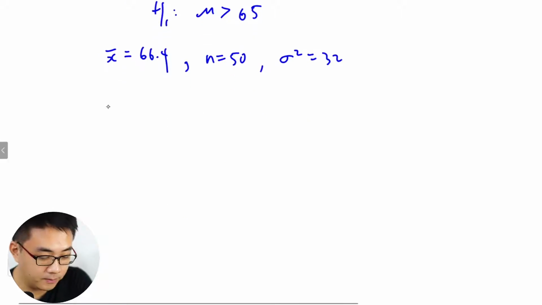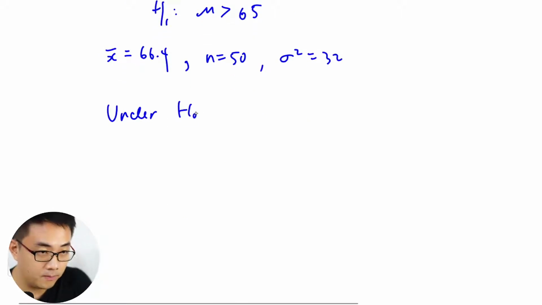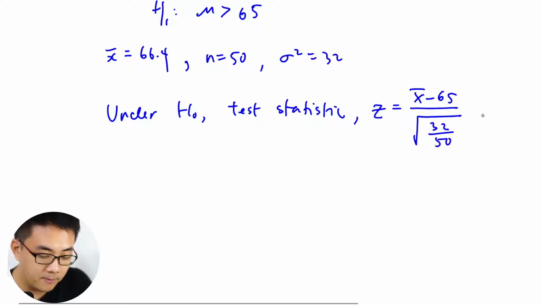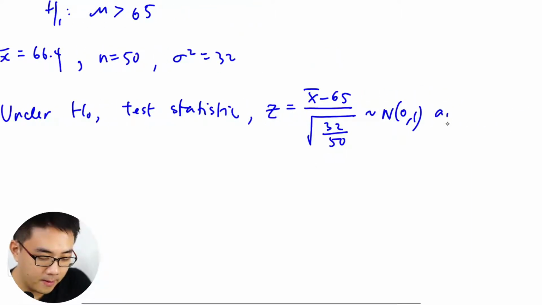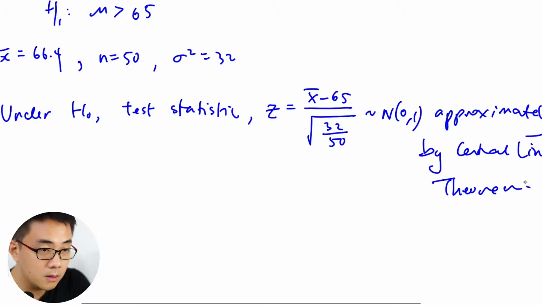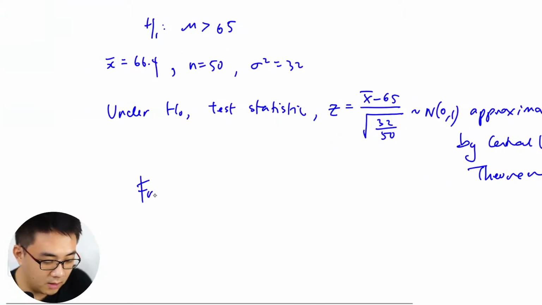Okay, so under H0, write it down. Under H0, test statistic will be Z equals to X bar minus 65 over square root of 32 over 50. Normally distributed approximately by central limit theorem. Okay, from GC, just calculate out the p-value.